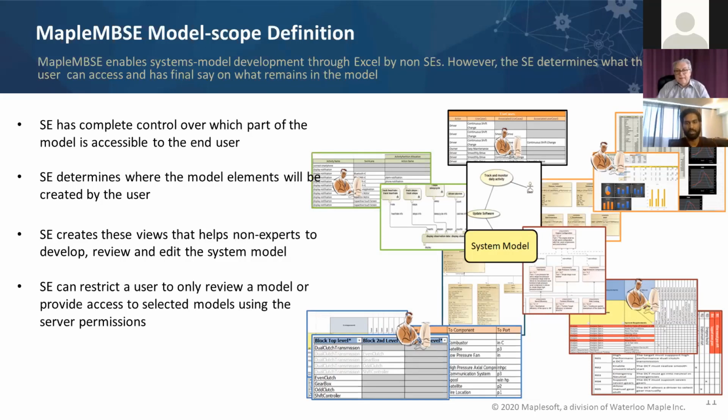Something like a holding bin. If there is a temporary holding bin, any changes or any elements that are added by the end user, who is the subject matter expert, will always go into that holding bin. Then the system engineer can review it, and then it can be added to the model. So the system engineer here has complete control.